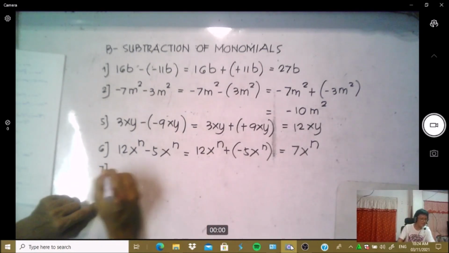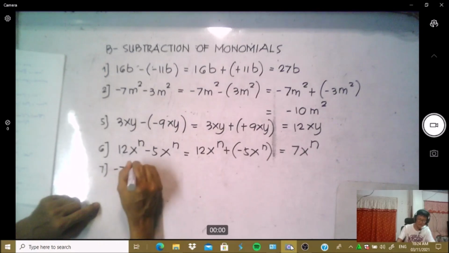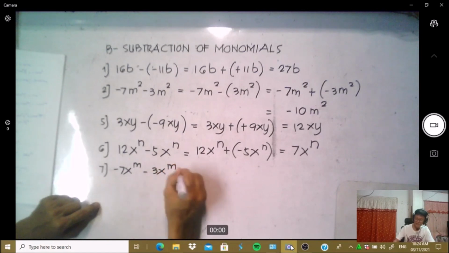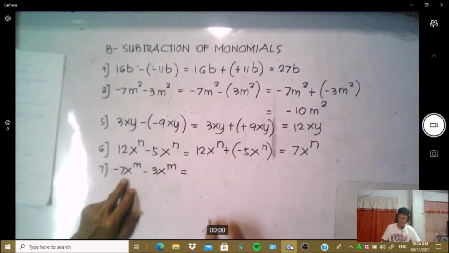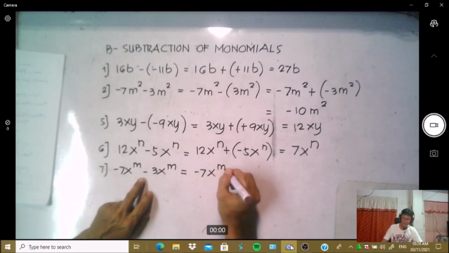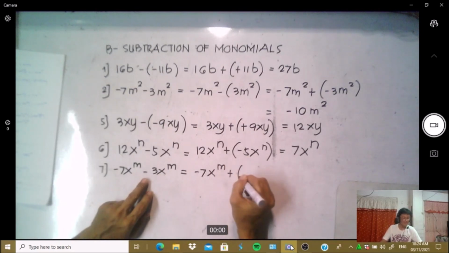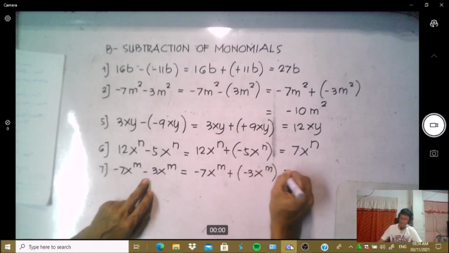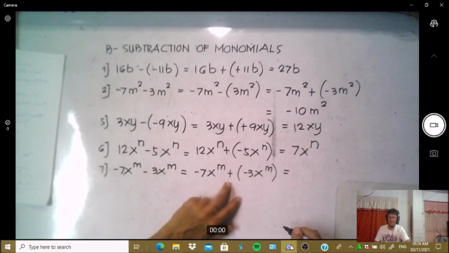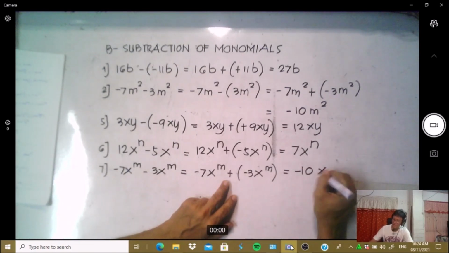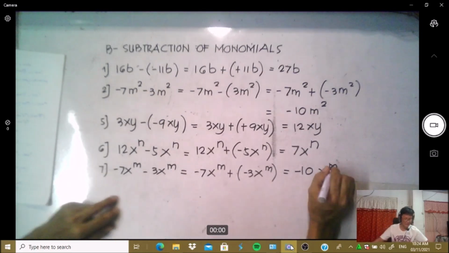For number 7, we have negative 7x raised to m minus 3x raised to m. Okay. So we have negative 7x raised to m, then plus negative 3x raised to m. So we are adding the same negative sign. So just get the absolute sum. That is 7 plus 3 is 10. Then we keep the sign negative. Negative 10x raised to m.